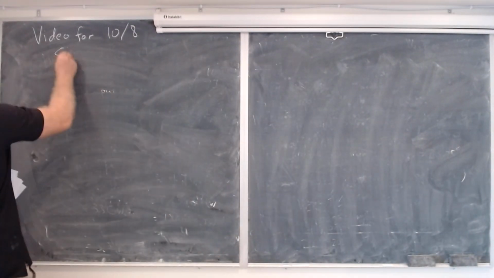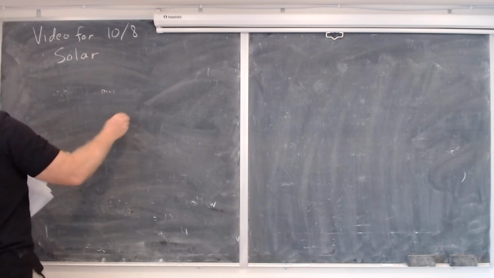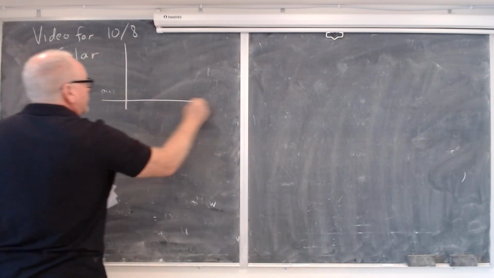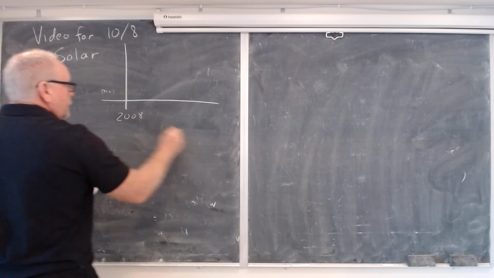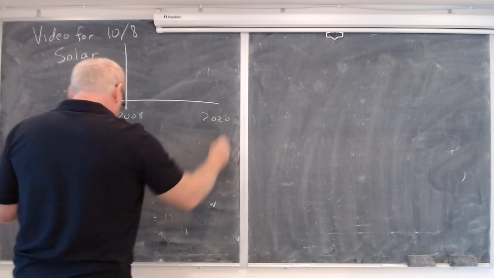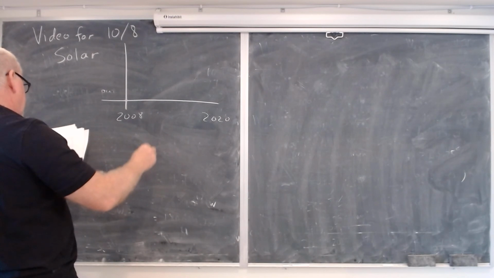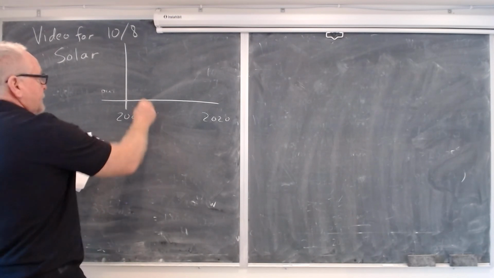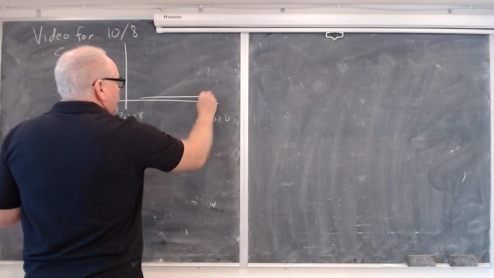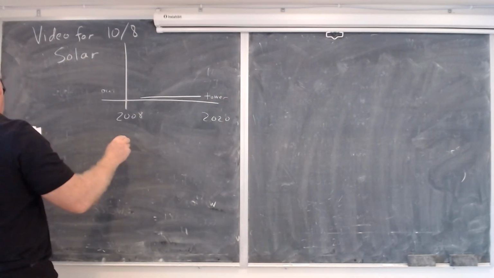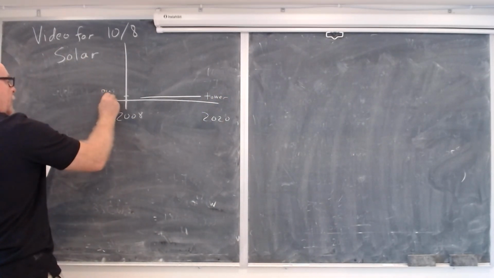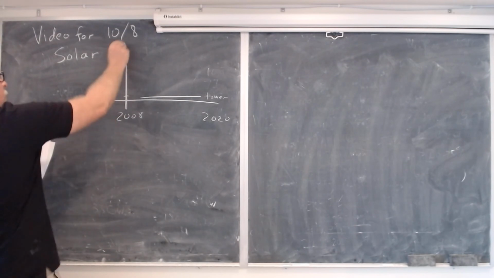So solar, all right, in this 2008 to 2020 period has been roughly doing this. There's this smaller component, those are towers. So that's currently up to around 0.5 gigawatts.